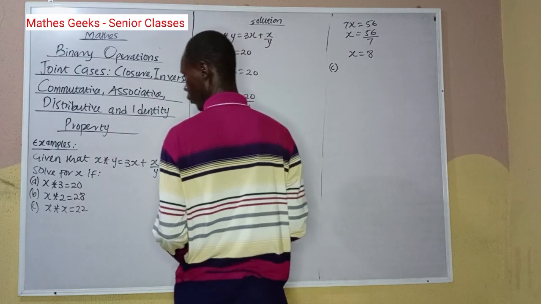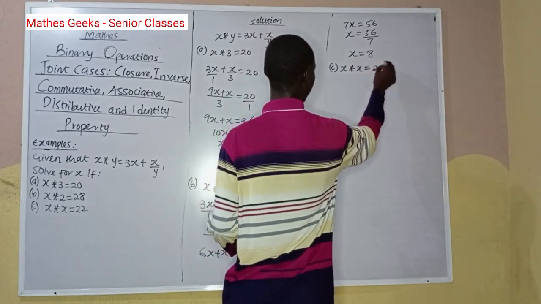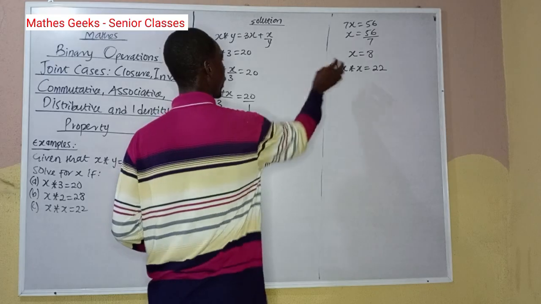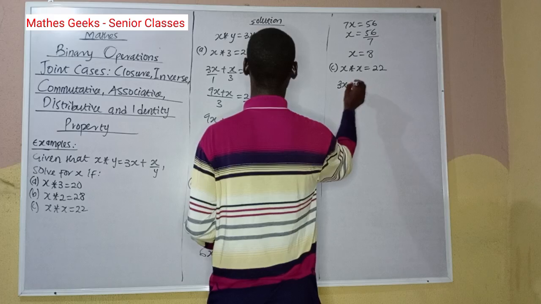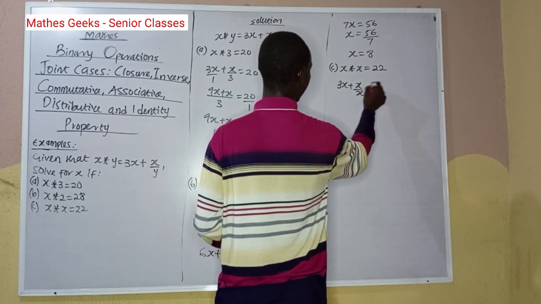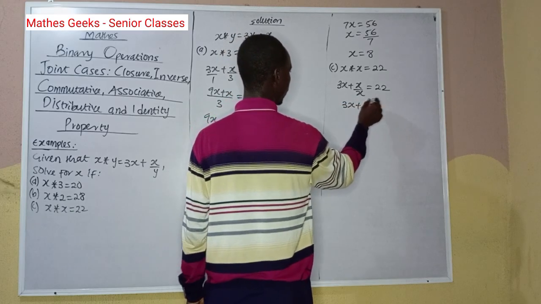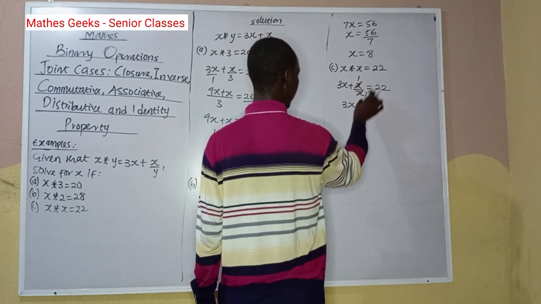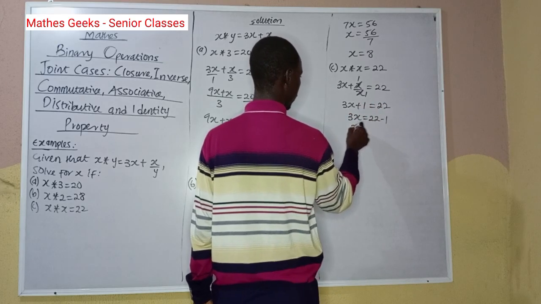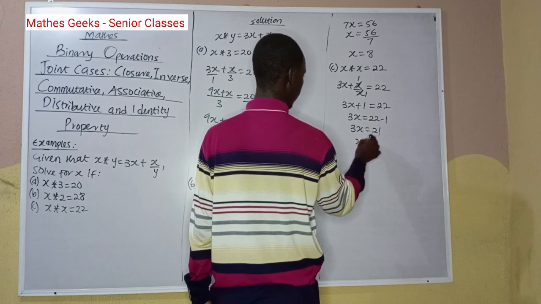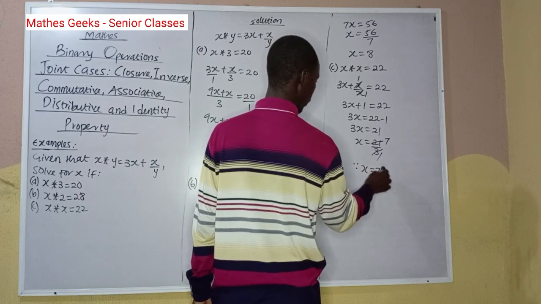C. X operation x is equal to 22. So this means that x here is x and y here is also x. So that will give us 3x plus x over x, that's equal to 22. So x over x is equal to 1. 3x plus 1 equal to 22. 3x equal to 22 minus 1. 3x equal to 21. And x is equal to 21 over 3. So therefore x is equal to 7.